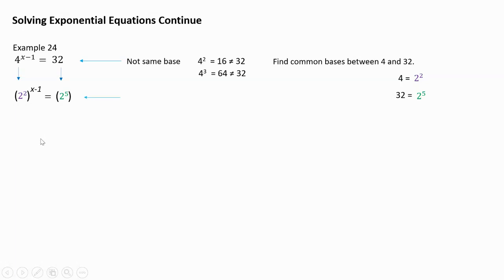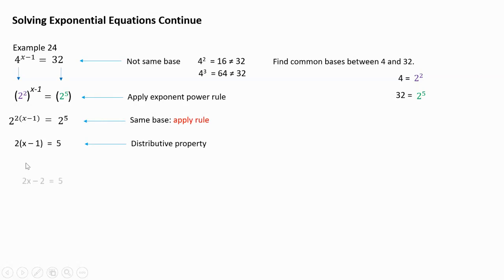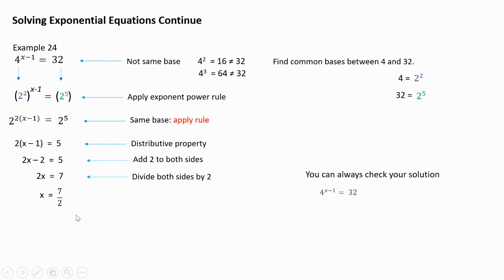We apply the exponent power rule. So this will be 2 raised to the power of 2 parentheses x minus 1 equals 2 to the 5th power. Now we have the same base, so we can apply the rule. We set the exponents equal to each other. Then we're going to distribute, so it'll give us 2x minus 2 equals 5. Right, we add 2 to both sides, so 2x equals 7. We divide by 2, so x equals 7 over 2. And again, we can check the work. We plug in the 7/2 for x.